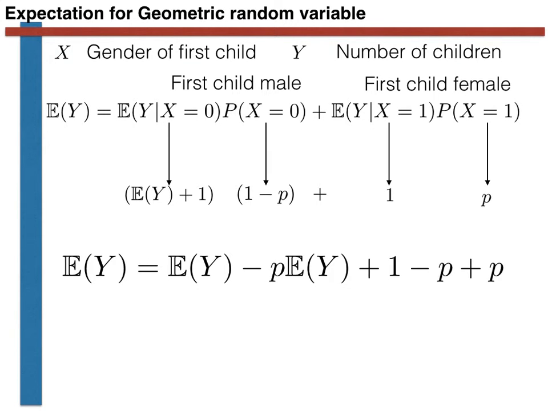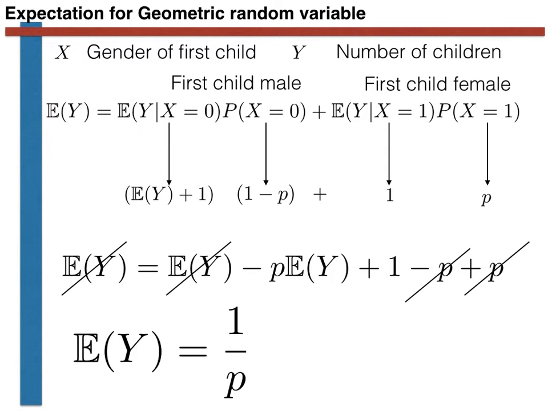Substituting everything into our equation and multiplying out all the brackets, we thus finally arrive at the equation shown here. In this expression, we can cancel out the factors of plus p and minus p, and also the factor of the expectation of y on the left and right hand side of the equation. We thus arrive at a rather simple expression that we can rearrange to find that the expectation of y is equal to 1 over p. Now that was rather straightforward.